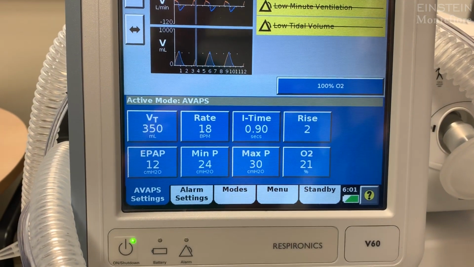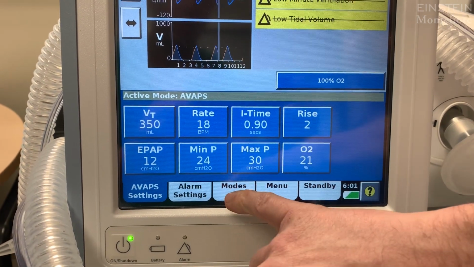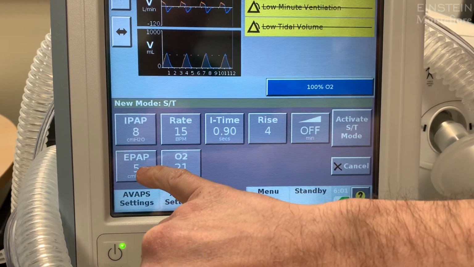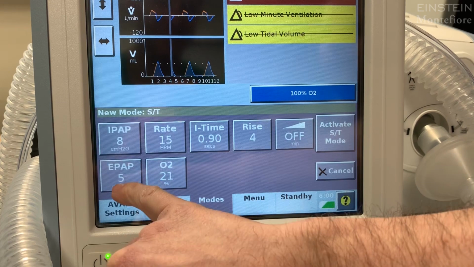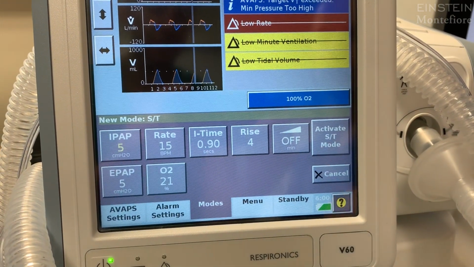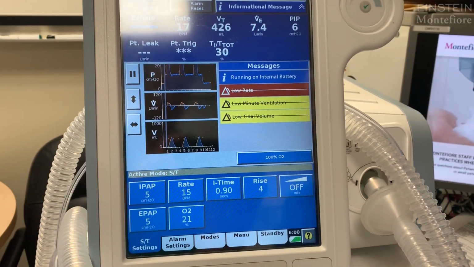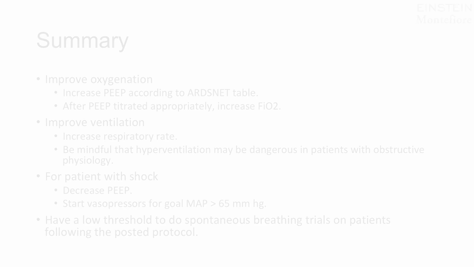If you want to put a patient on pressure support on the V60, what you want to do is go to what's called ST mode. You hit modes, ST, and then you set the patient to the PEEP that you want, which would be 5, and augmented inspiratory pressure that you want. So perhaps that would be 5 as well. Then you hit activate ST mode, and now your patient is on a pressure support of 5 with a PEEP of 5 for a spontaneous breathing trial.